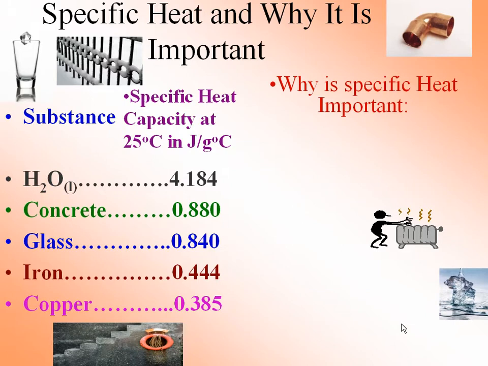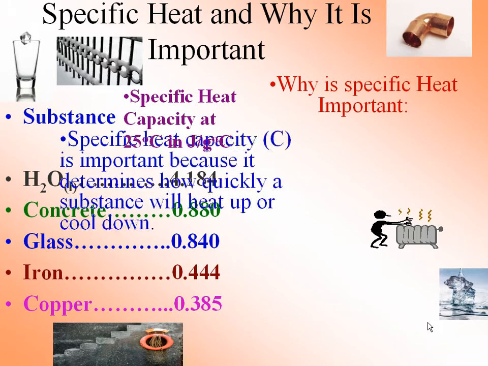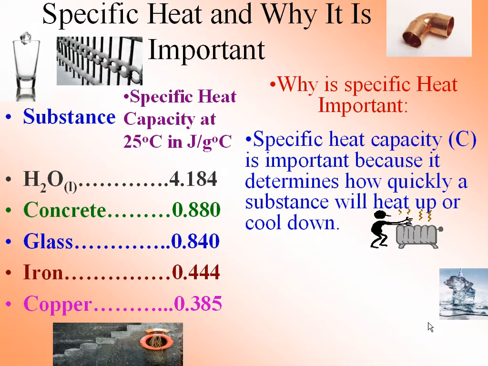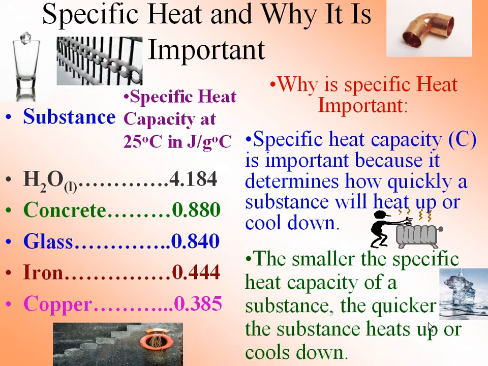Why is specific heat important? Specific heat capacity is important because it determines how quickly a substance will heat up or cool down. The smaller the specific heat capacity of a substance, the quicker the substance heats up or cools down. It takes a lot of energy to heat up water. It doesn't take a lot of energy to heat up copper.